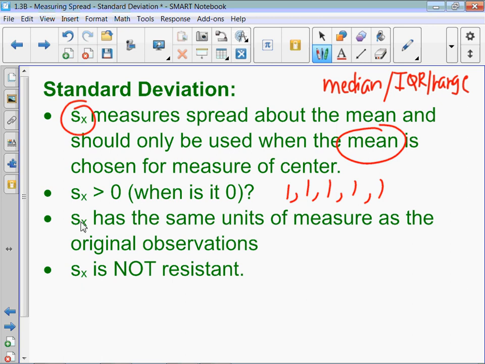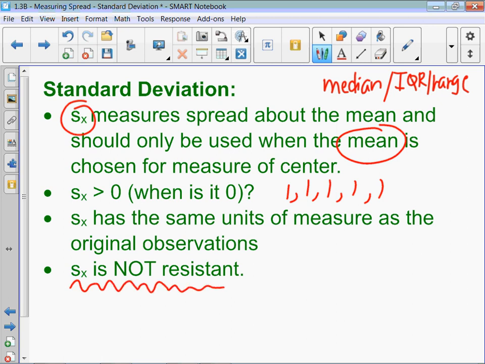All right, this is important. Standard deviation has the same units of measure as the original observations. So if I'm talking about pets, standard deviation is also talking about pets. If I'm talking about inches, standard deviation is talking about inches. All right? And the last thing that's really important, standard deviation is not resistant.